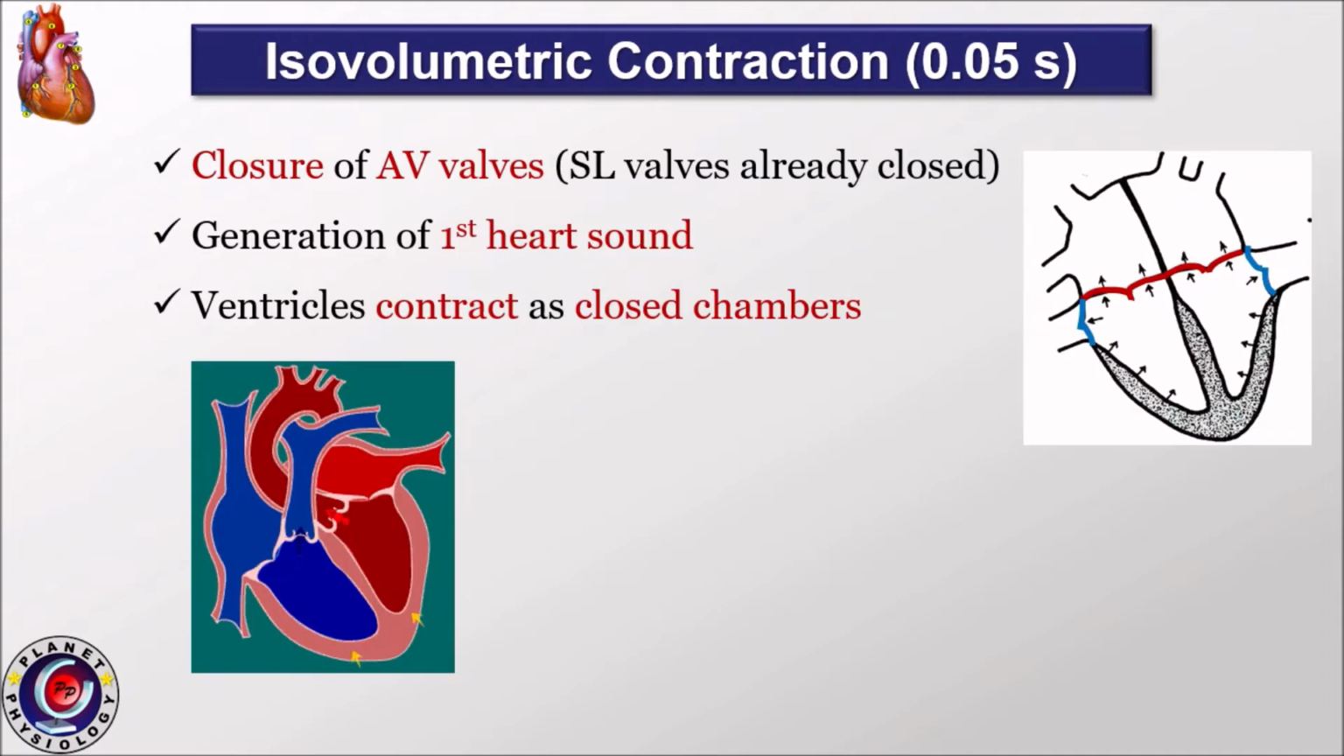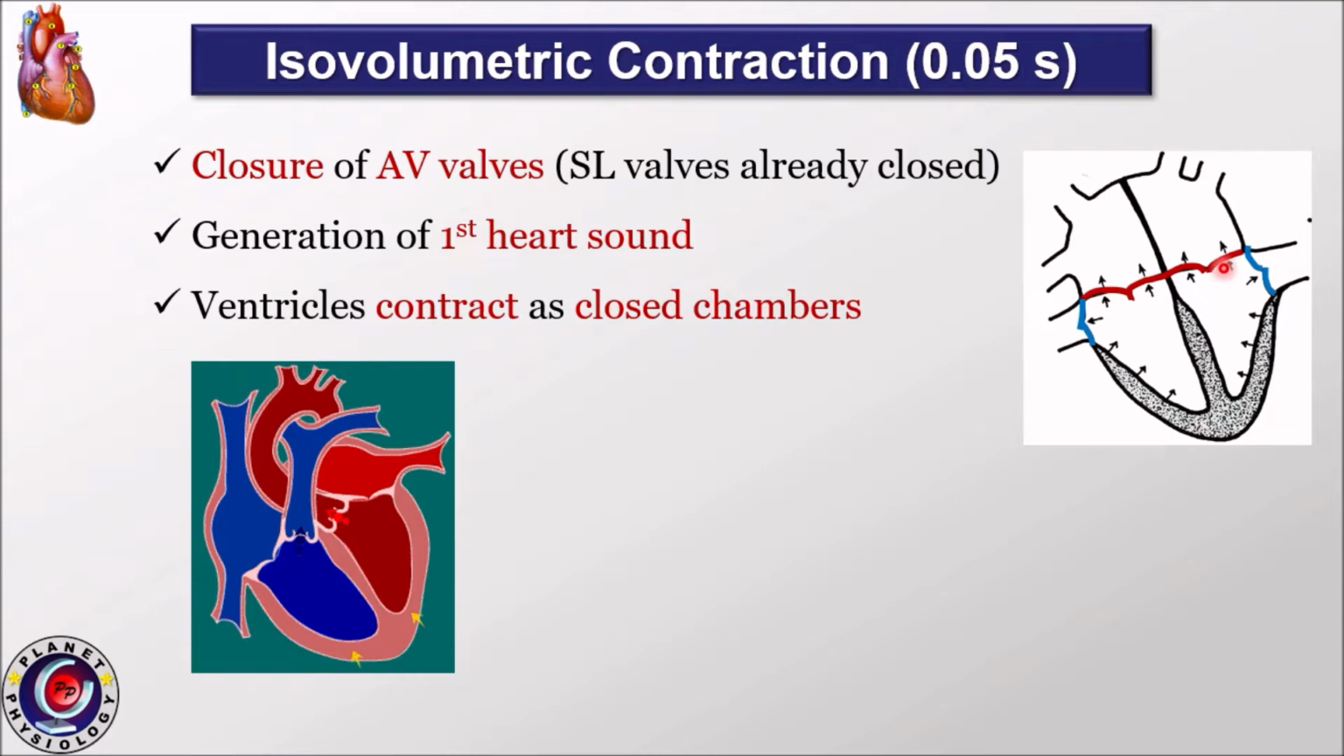The first event in ventricular systole is the isovolumetric contraction phase. Now what happens in this? Atrial systole is over, which has pushed blood into the ventricles, and now ventricular systole has started. As soon as ventricles begin to contract, the first thing that happens is it will create back pressure towards the atria, and that will cause closure of AV valves. So atrioventricular valves will close. As these valves close, they will generate a sound called the first heart sound. So isovolumetric contraction begins with closure of AV valves and hence generation of the first heart sound.